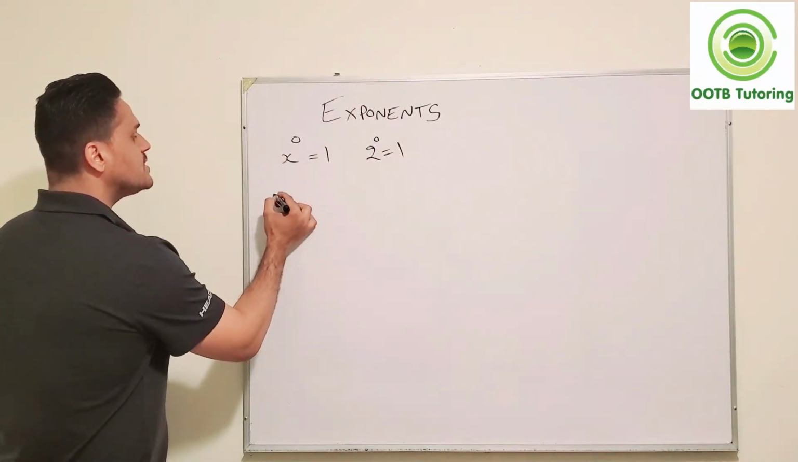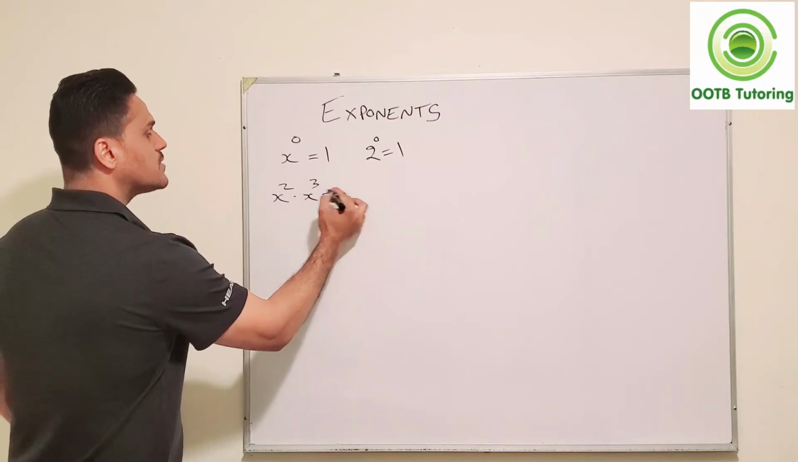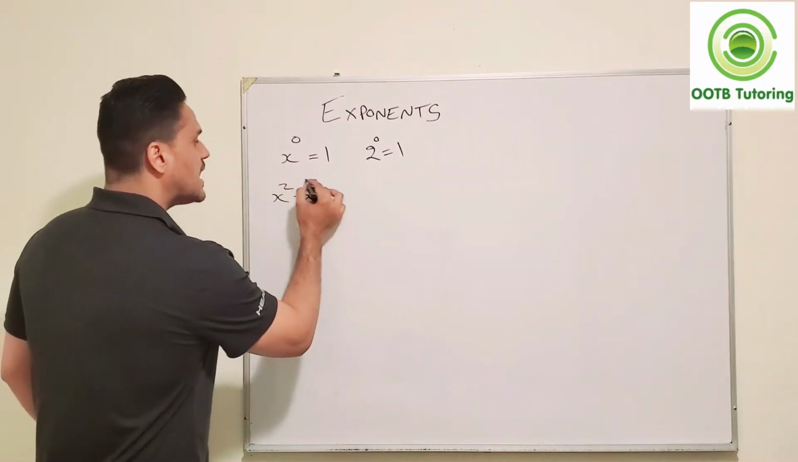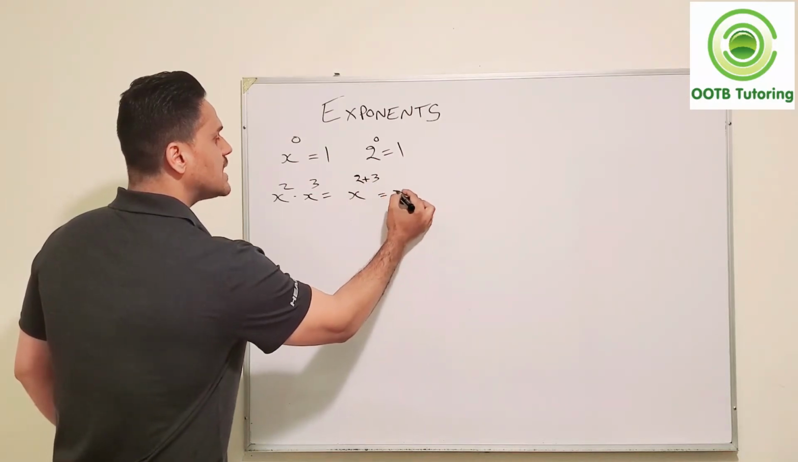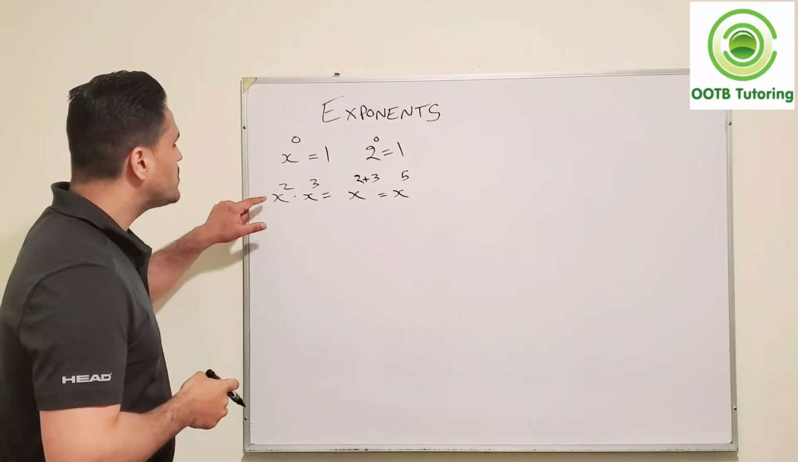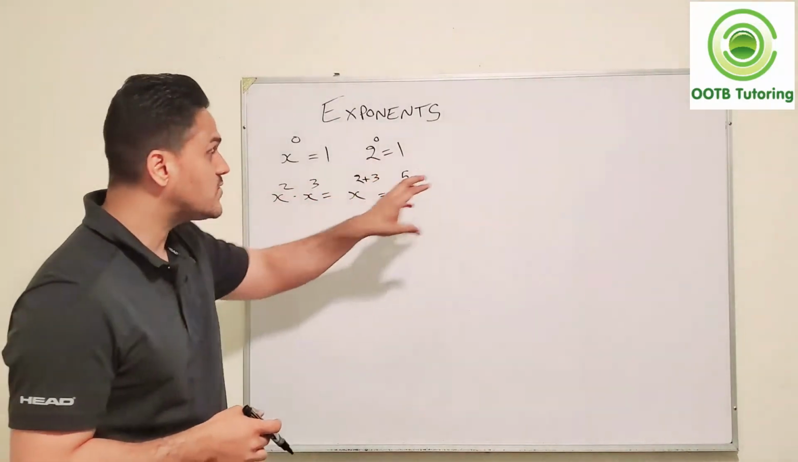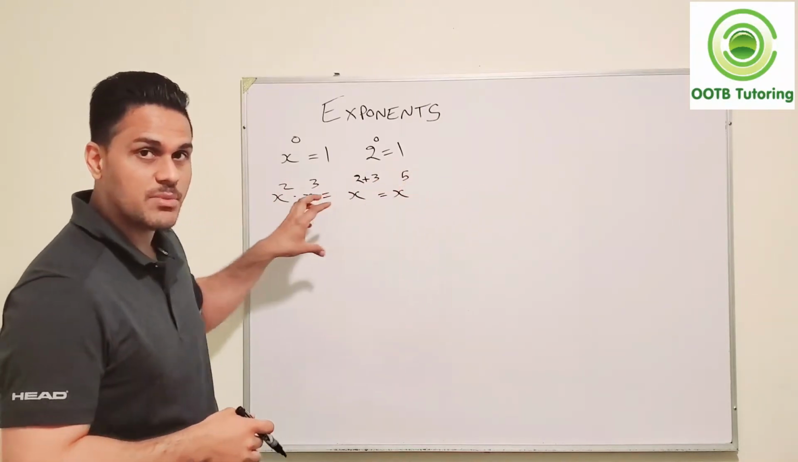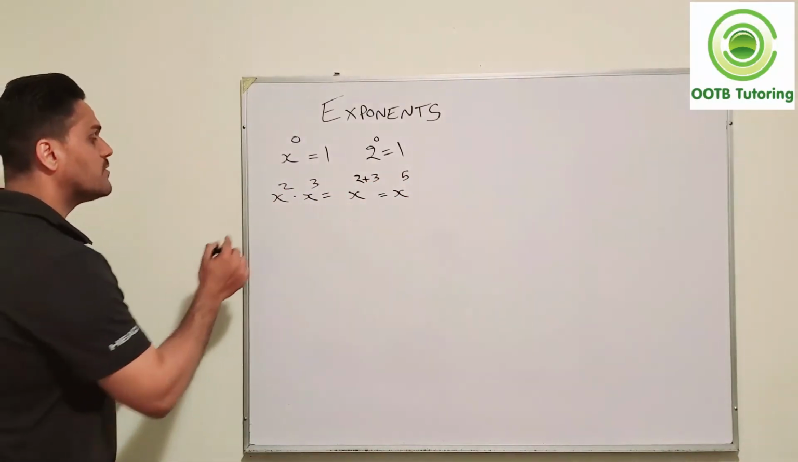Okay? Now, if I have x squared times x to the power 3, in this case, you will just add up their powers. So it would just be 2 plus 3, which is x to the power 5. Okay, you can think about it like when we have x squared, it means we have 2 x's. X cubed means we have 3 x's. So in total, we have 5 x's multiplying by each other. So that's why it's x to the power 5.